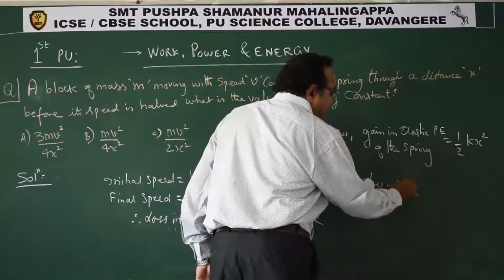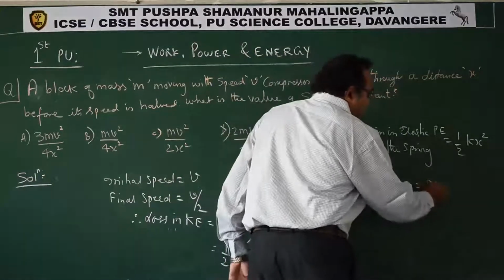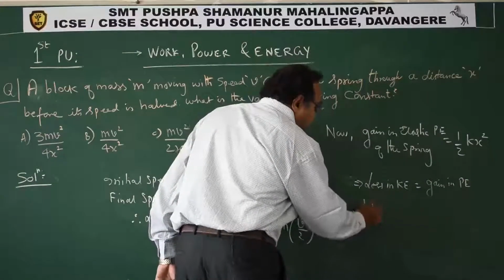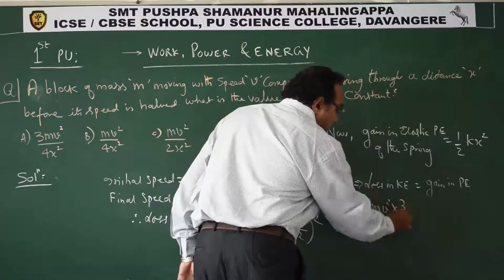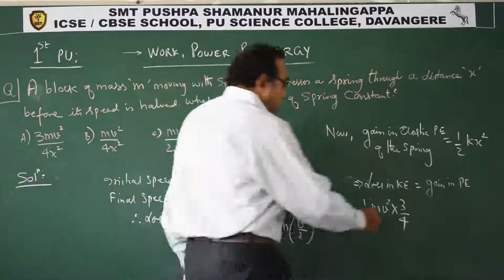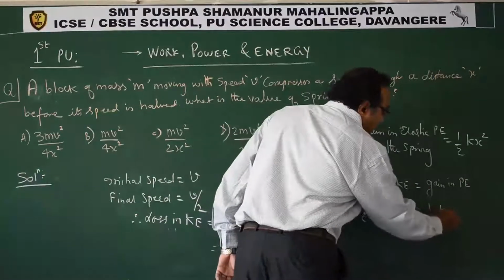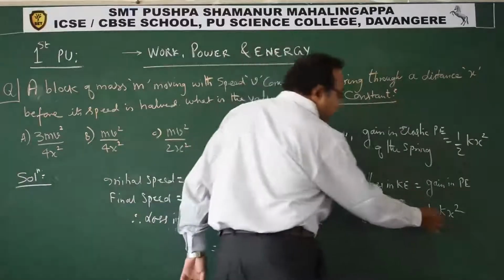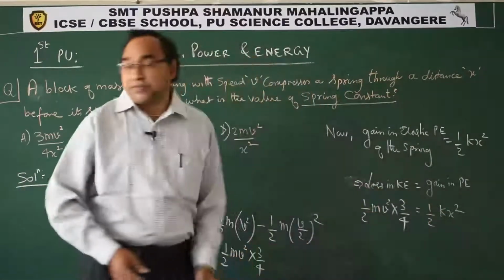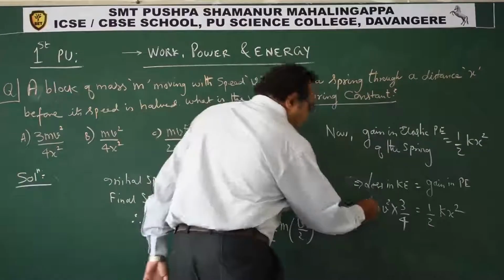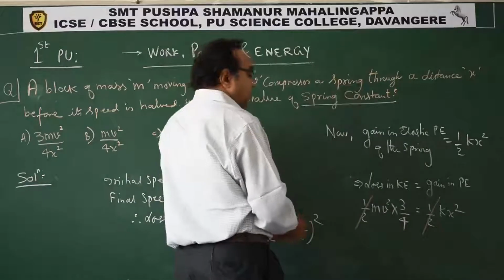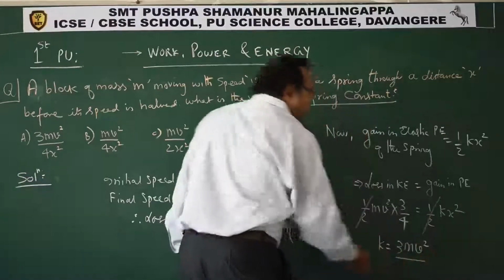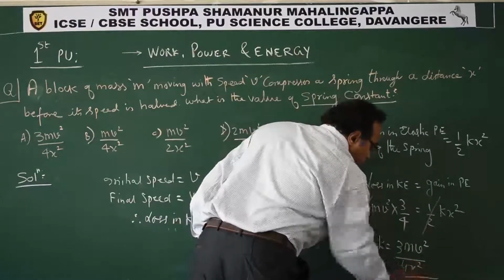So from conservation of energy, loss in kinetic energy is equal to gain in potential energy. So half m v square into 3 by 4, this is the loss in kinetic energy, will be equal to half k x square. Now what is the question asked? Value of the spring constant. So we need k. Half cancels on both sides. Please check this. So k is equal to 3 m v square by 4 x square. This is how we can get it.